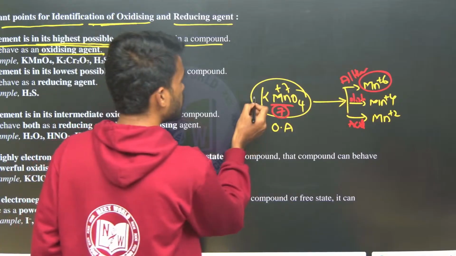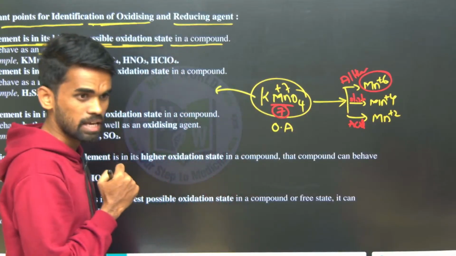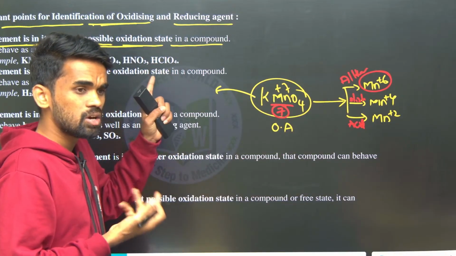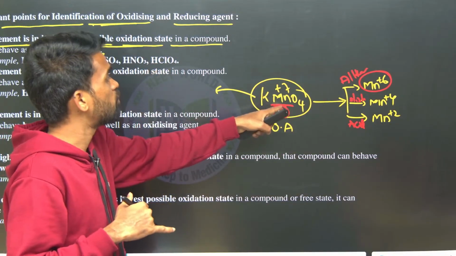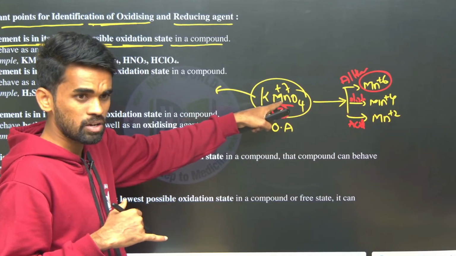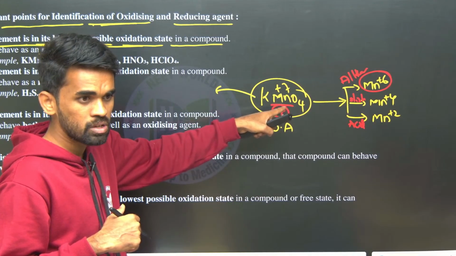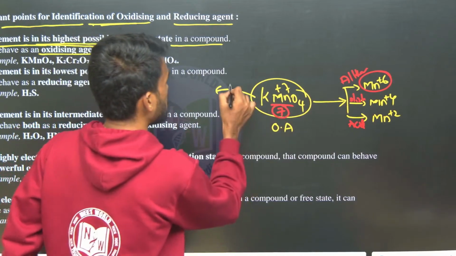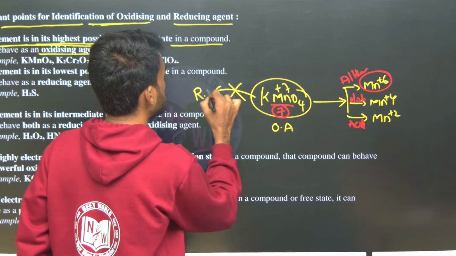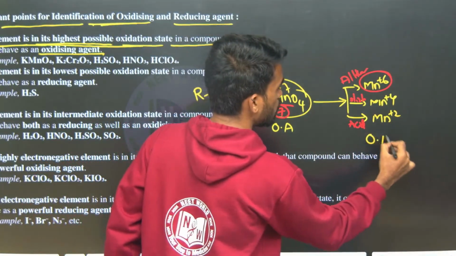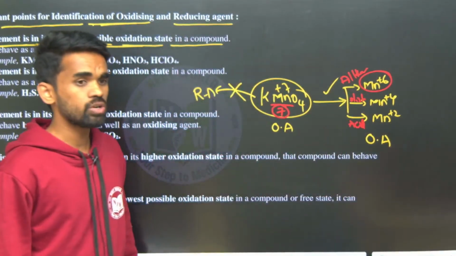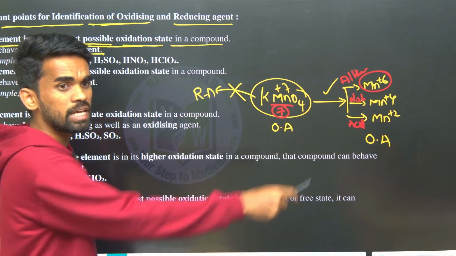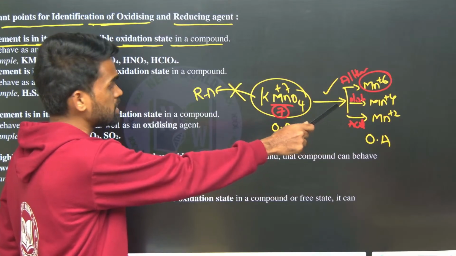So can I say KMnO4 will act as a reducing agent? Reducing agent means it should reduce others and oxidize itself. Is further oxidation possible for manganese? No, because it is already in its maximum oxidation state. Therefore, it cannot act as a reducing agent. It can only act as an oxidizing agent. So any species in its highest oxidation state can act only as an oxidizing agent.